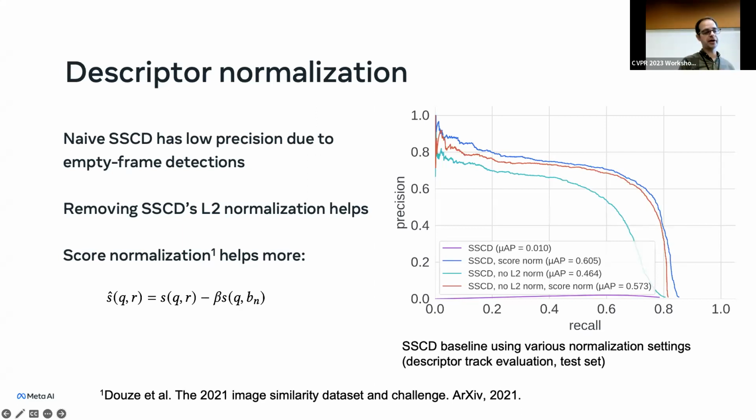So we implement this by adjusting the similarity, by subtracting some constant times the similarity of a query vector to its nth nearest neighbor on a background data set. To implement that here, we just use the training set as the background data set, and then apply a score normalization correction. Our best results add L2 normalization back and do score normalization.